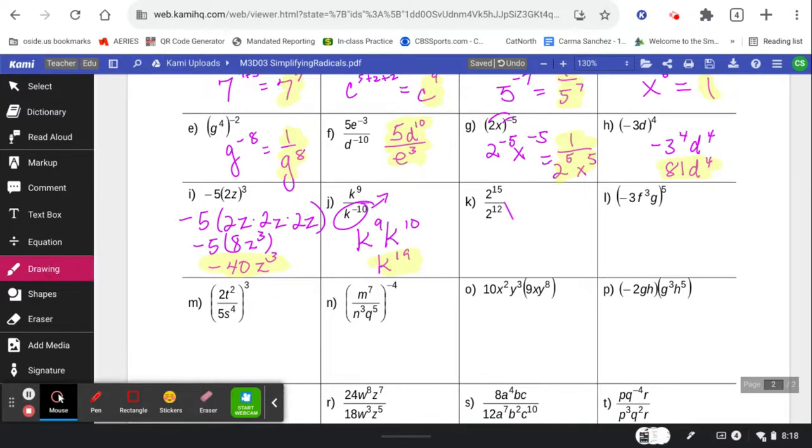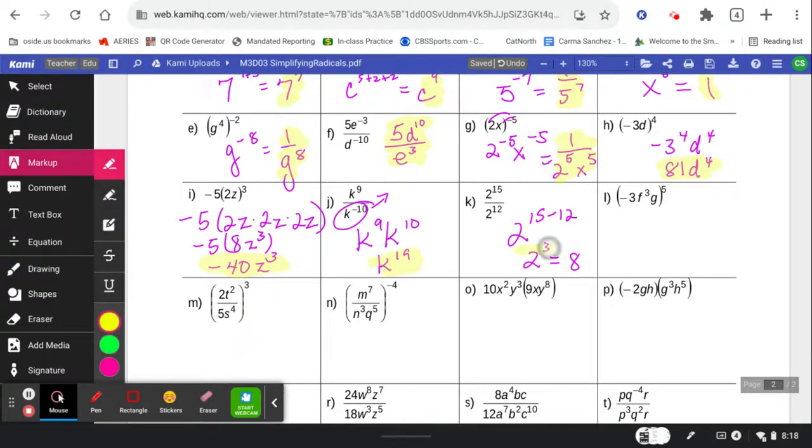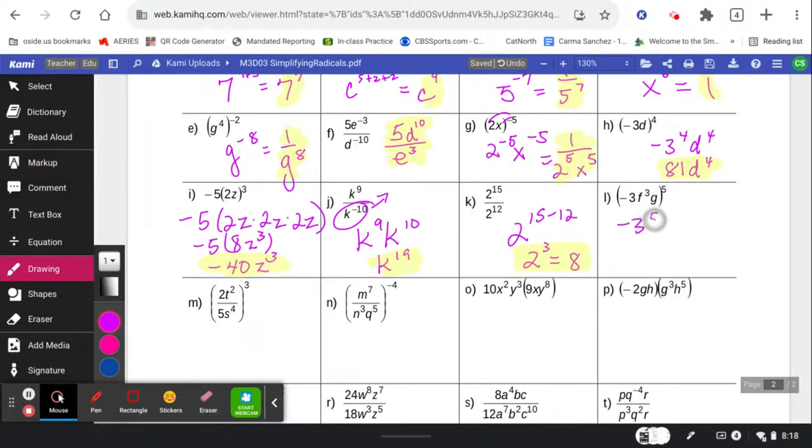So 2 to the 15th, 2 to the 12th. This is going to be the subtract rule, which becomes 2 to the 3rd, or just 8. Remember, we're subtracting the exponent on top minus the exponent on the bottom. Everything gets the power of 5 here. So this becomes negative 243, f to the 15th, g to the 5th.